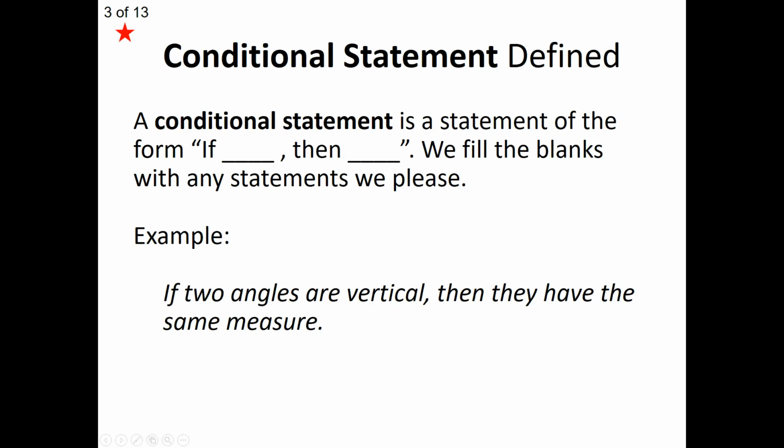A conditional statement is a statement in the form if blank, comma, then blank. We will fill in those blanks with a statement for each of those blanks. So, for example, if we have a conditional down below, we can say if two angles are vertical, then they have the same measure.